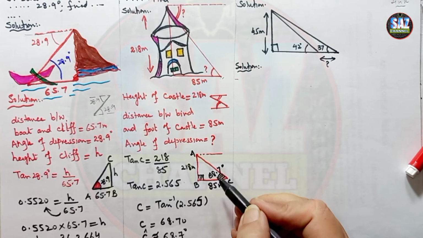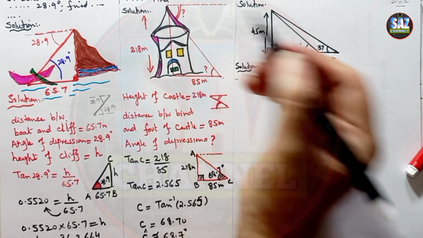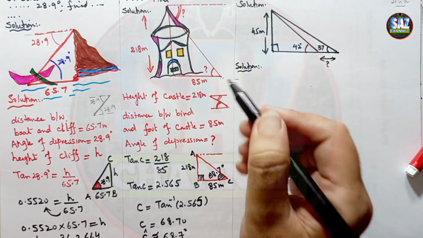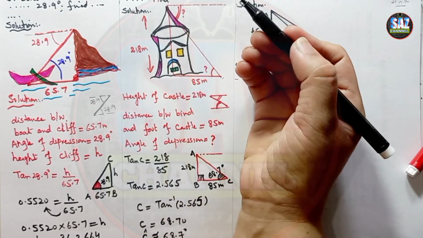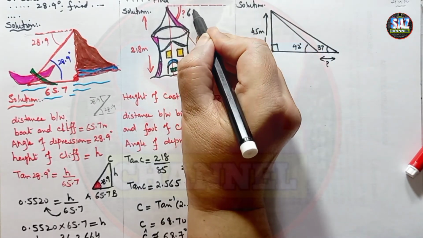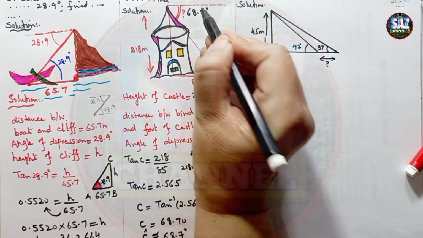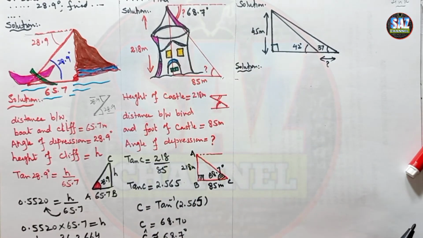68.7 degrees, and if this angle is 68.7 degrees, the required angle of depression will also be 68.7 degrees. I hope you are clear about this question, and let's move to the next question quickly.